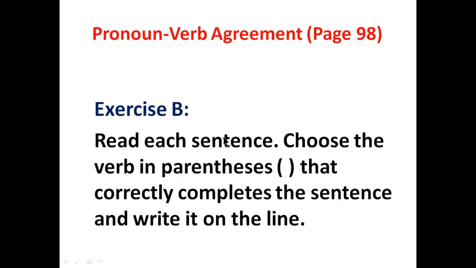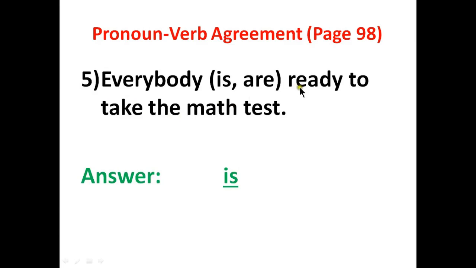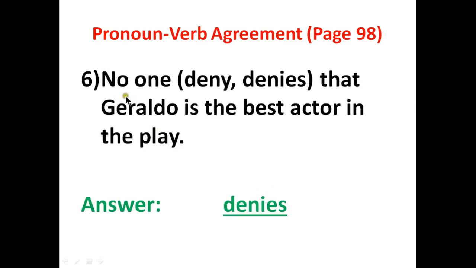Exercise B on page 98. Read each sentence, choose a verb in parentheses that correctly completes the sentence and write it on the line. Everybody is ready to take the math test. Now everybody is a singular indefinite pronoun, so you will choose is. No need to circle, just write is on the line. Number 6. No one denies that Garledo is the best actor in the play. Now no one is a singular indefinite pronoun, so you will use denies as the correct verb. Denies, D-E-N-I-E-S.